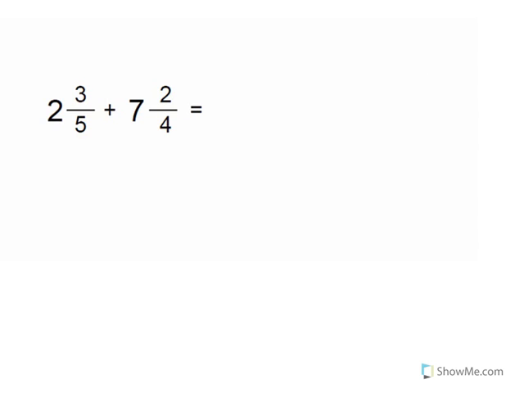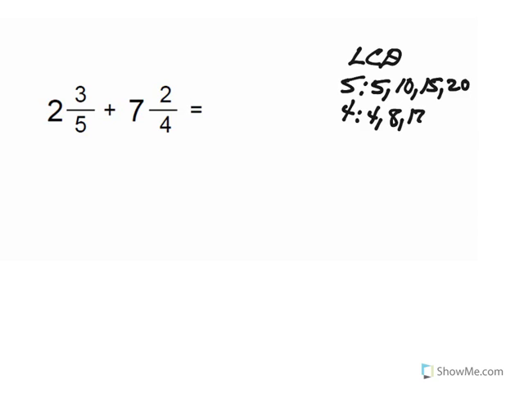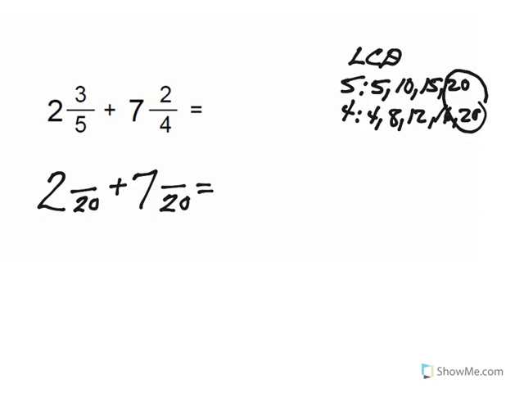Let's look at one more problem. All right. My denominators are not the same. So I'm going to find my LCD. And that's going to be between 5 and 4. My multiples of 5 are 5, 10, 15, 20, 4 is 4, 8, 12, 16, 20. That means my least common denominator is going to be 20. I'm going to go ahead and rewrite my problem and use 20 as my denominator for both fractions.